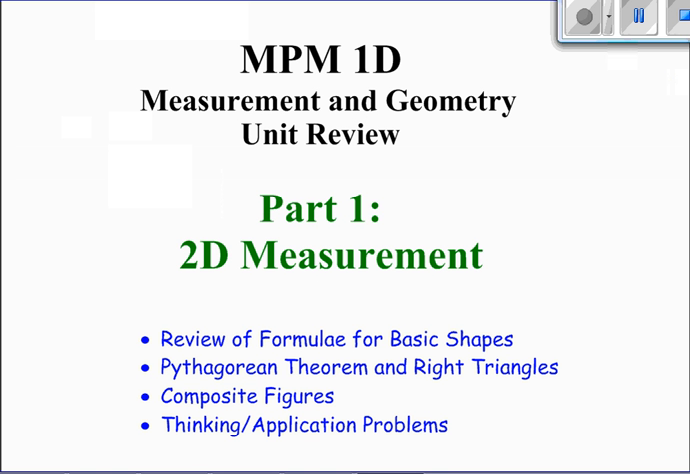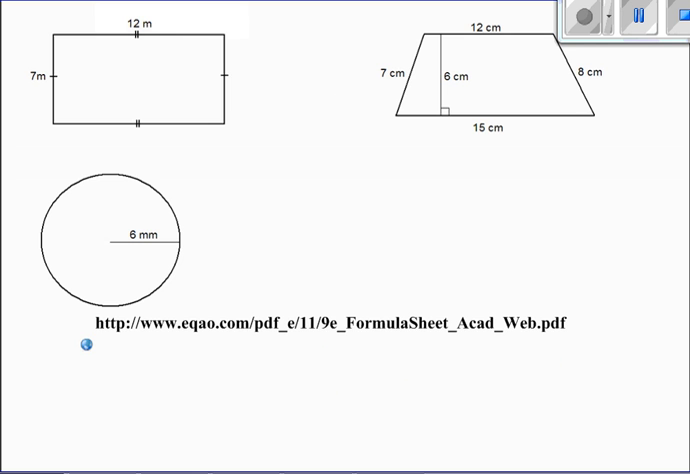This video is for grade 9 academic students who are studying the measurement and geometry unit. This is part 1 of that unit where we study two-dimensional measurement. So the items we're going to look at are a review of the basic formula for shapes, the Pythagorean theorem, and a look at right triangles, composite figures, and some thinking and application problems. And this is the first video of this particular part of the unit. So let's have a look.